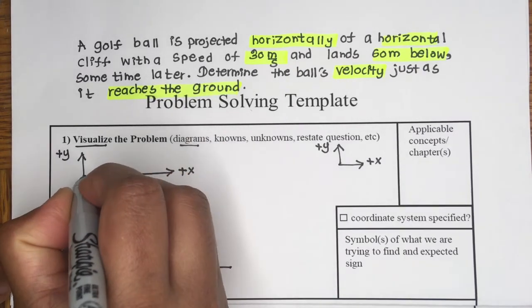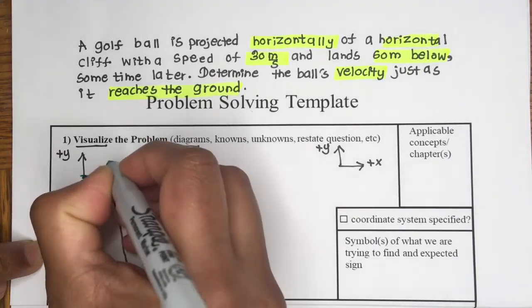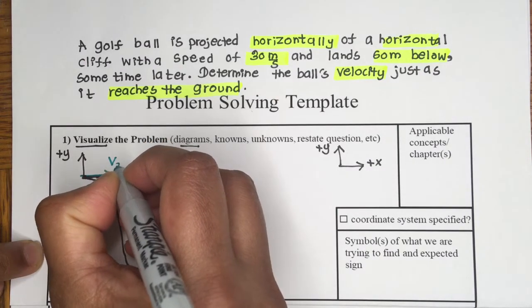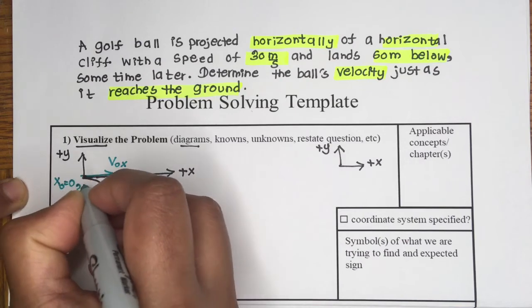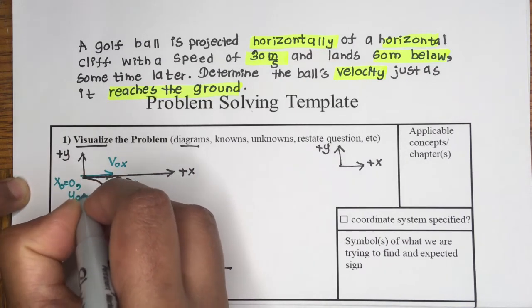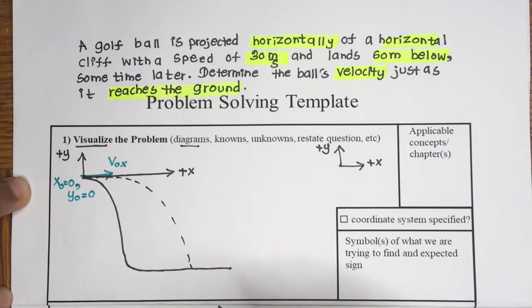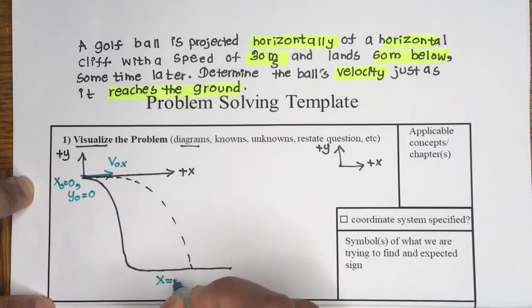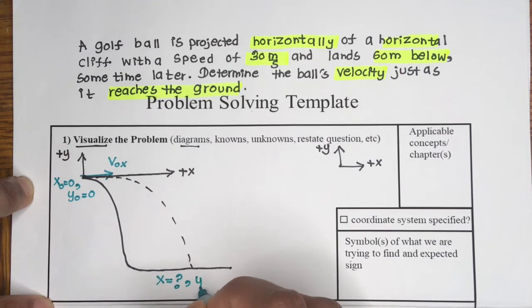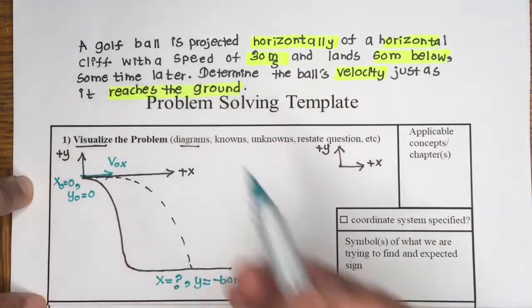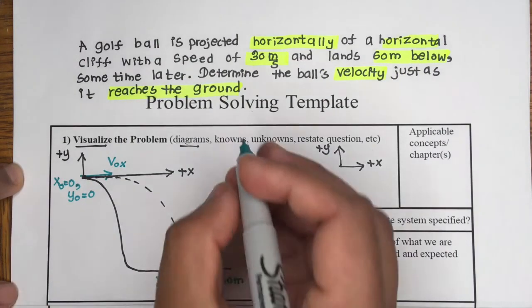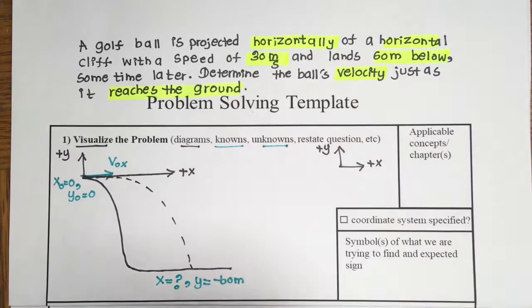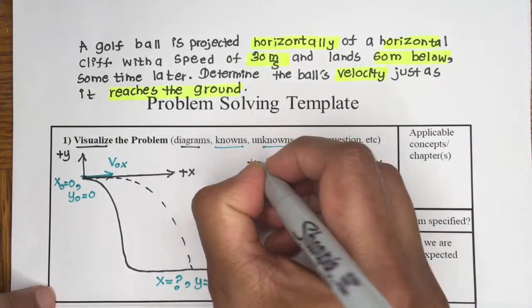It's going to land 60 meters below the launch point. And initial x velocity, v naught x. And initial x position 0. Initial y position is also 0. And final x position is an unknown, and then final y position is negative 60 meters because it's 60 meters below the launch point. And then let's identify the knowns and unknowns.